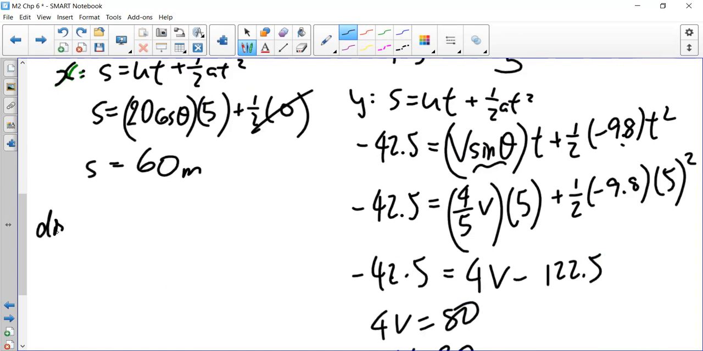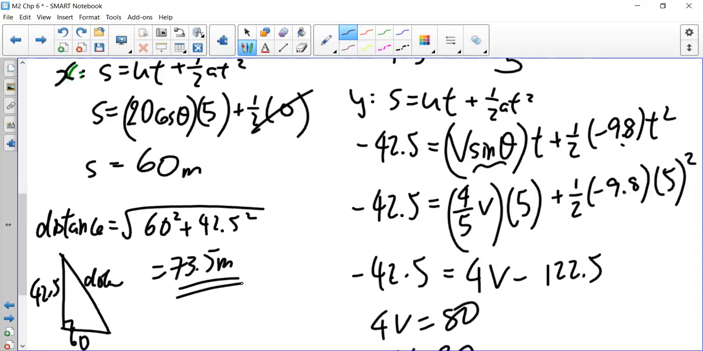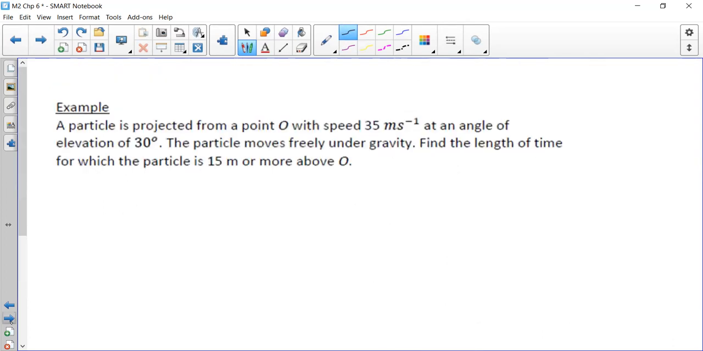So therefore the distance is the square root of 60 squared plus 42.5 squared. In case you don't know, now you know. So that's your distance. That's 42.5. What we found is 60 here. We'll find distance. So Pythagoras, you get 73.5 meters. Right, 3 SF. Right? One more. The last one.